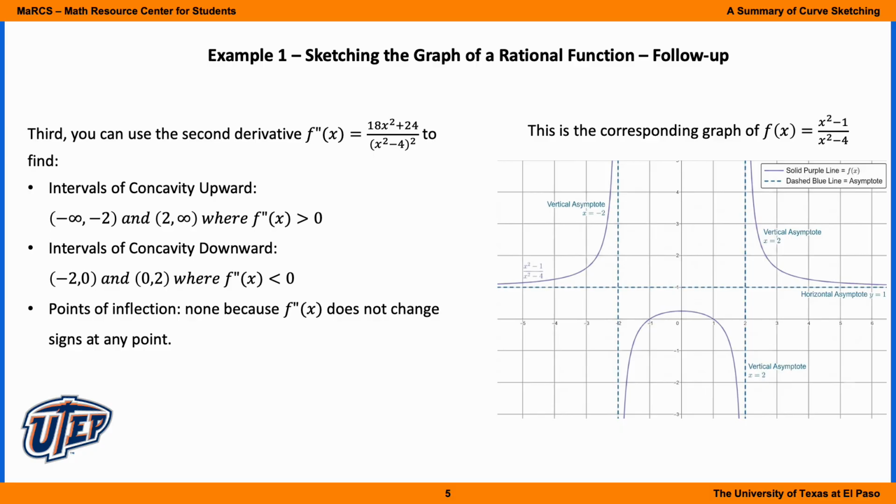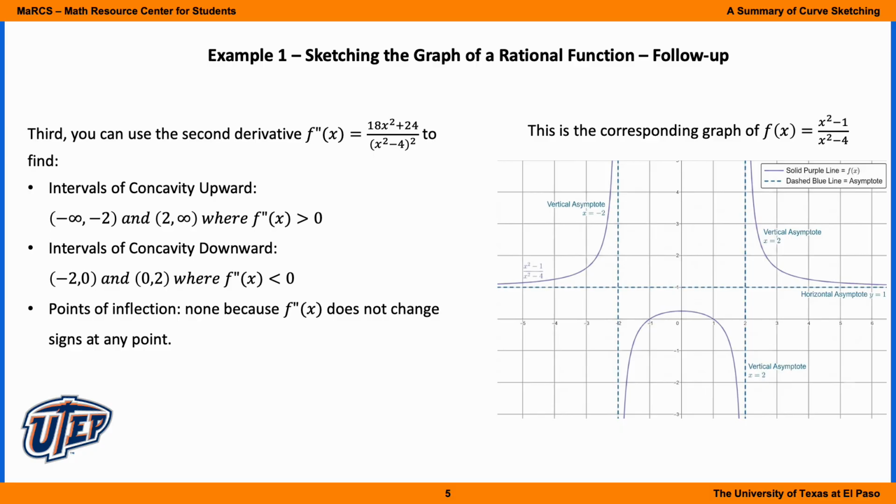So the intervals of concavity upward occur from negative infinity to negative 2, and from 2 to positive infinity, because our second derivative is greater than 0. Now our intervals of concavity downward occur from negative 2 to 0, and from 0 to 2, because our second derivative is less than 0. Now we have no points of inflection because the second derivative does not change signs at any point.